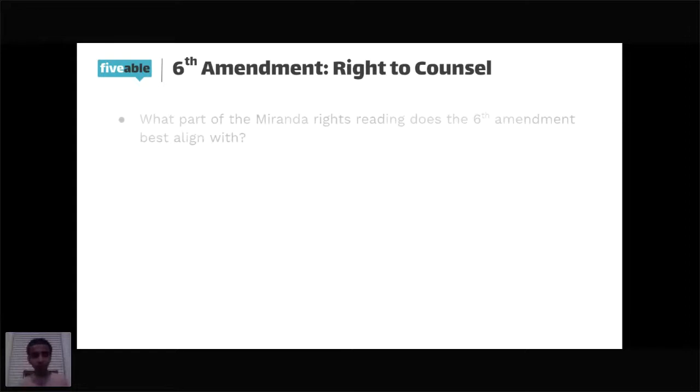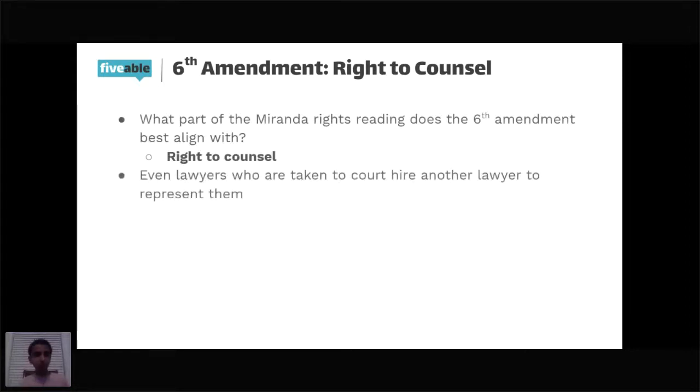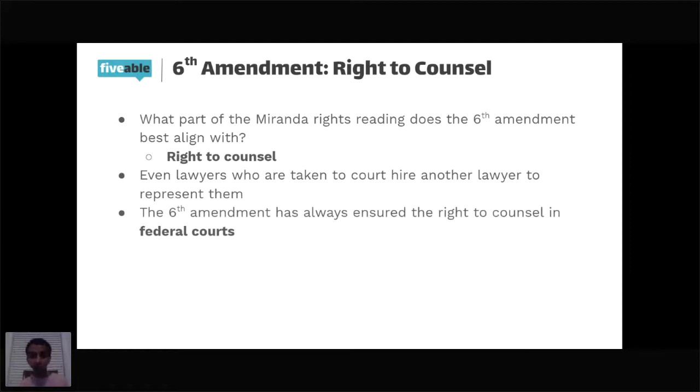All right. So specifically, we're going to talk about the right to counsel. The part of the Miranda rights reading that the Sixth Amendment best aligns with is the right to counsel, or the right to a lawyer. We did talk about the stuff that the police have to tell you before they start questioning you. They have to tell you that you have the ability to have a lawyer with you, or if you can't afford it, a public defender will be supplied. Even lawyers who are taken into court hire another lawyer to represent them. They don't represent themselves. You always want someone else to represent you that is more experienced in that field.